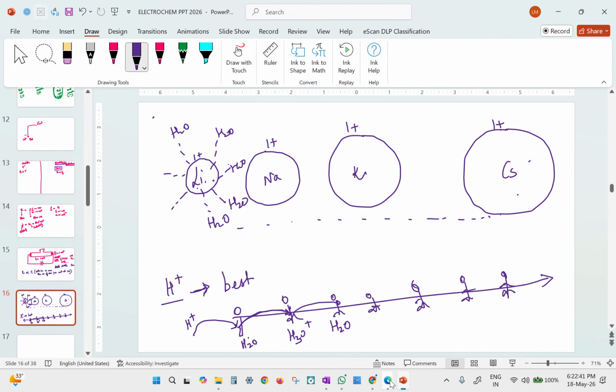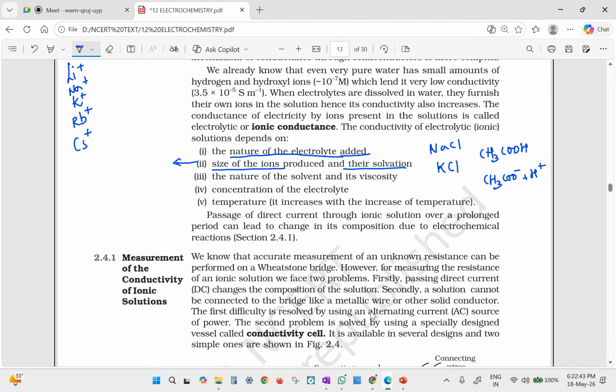So again, for the competitive examinations, nobody is going to ask you this. That's why the term solvation. More the solvation, less the mobility. More the solvation, lesser the mobility. Next, nature of the solvent. In which type of solvent?